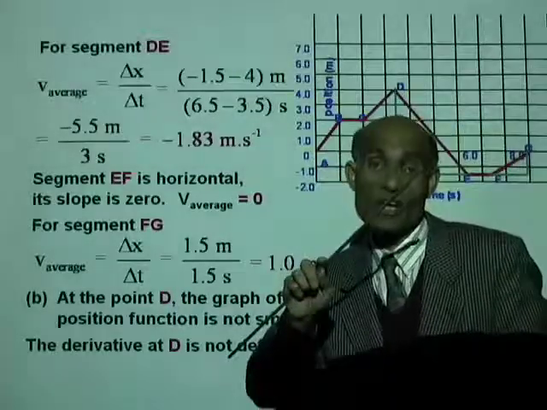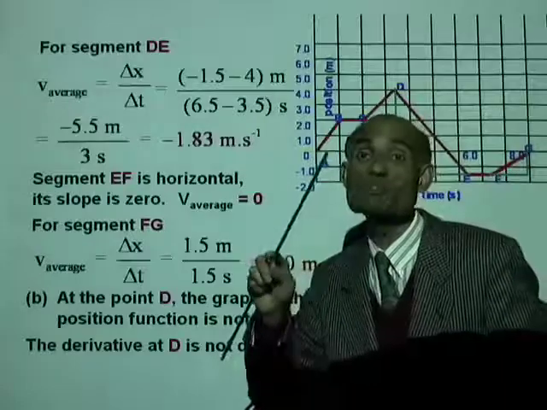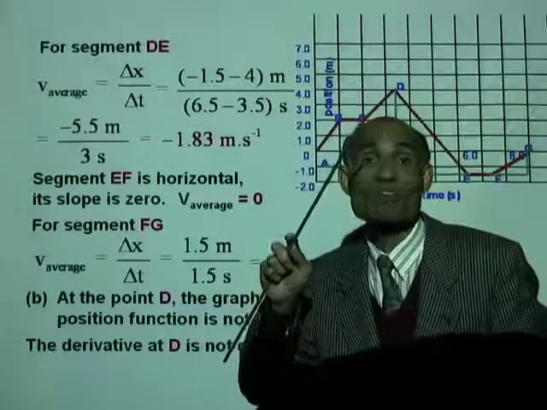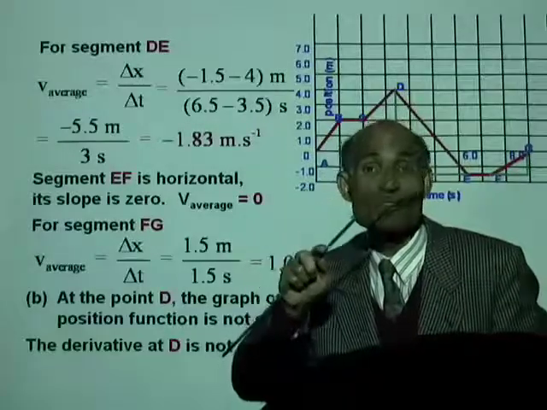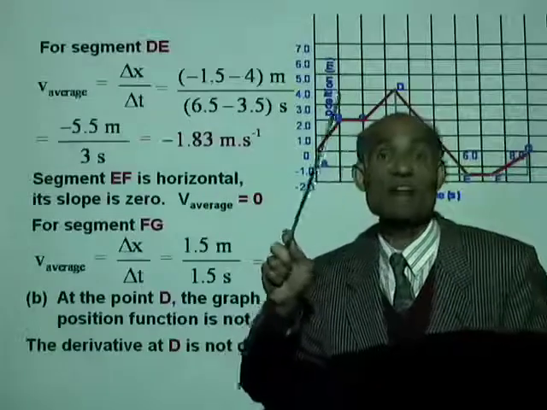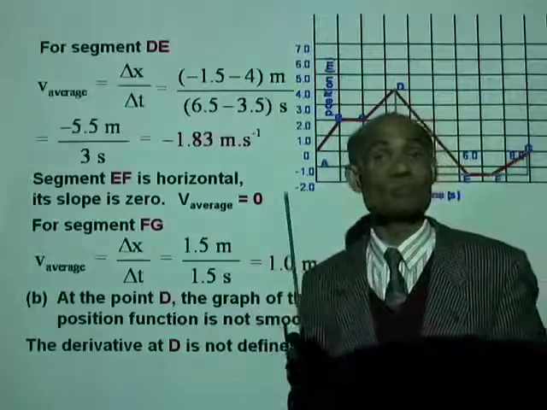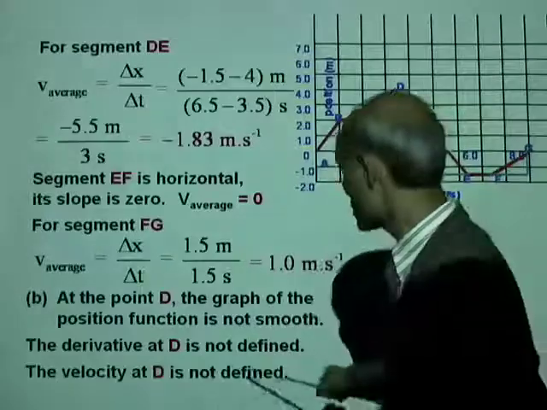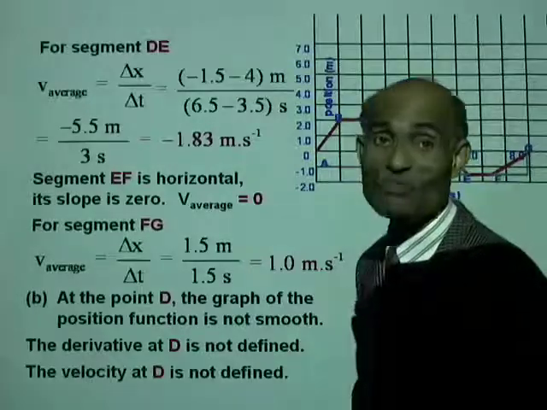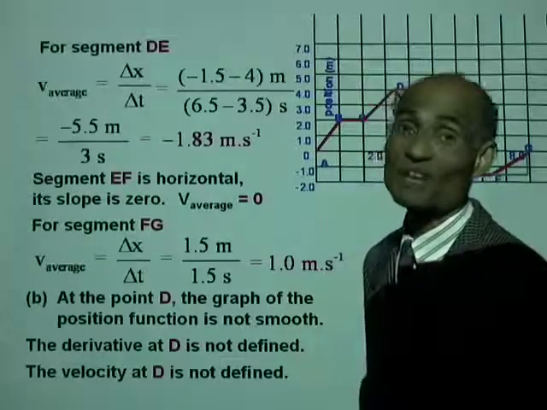On the other hand, if at D the curve is smooth, the velocity there will be 0 because the slope of the tangent line there will be 0. Alright, so we can now say the velocity at D is not defined.